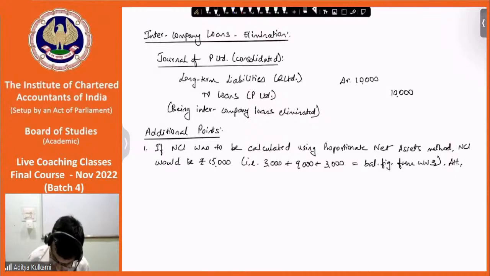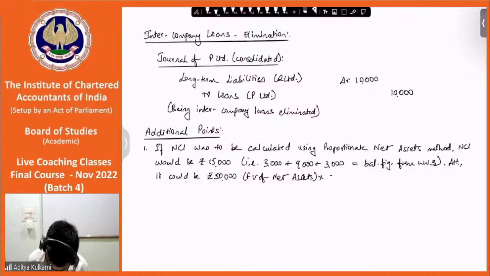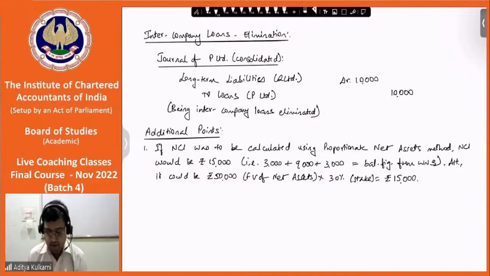Alternatively, it could be rupees 50,000. This is fair value of net assets into 30%. This is the stake. So that comes to rupees 15,000.